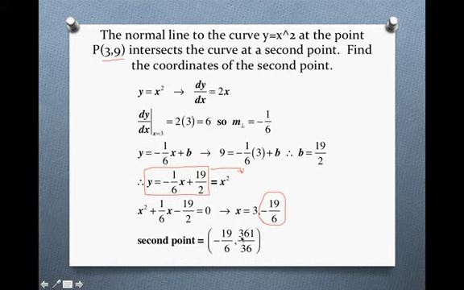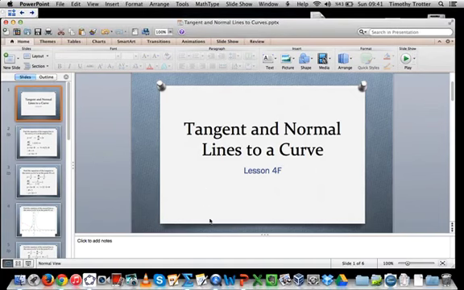So that's the equation of the tangent line and the normal line.